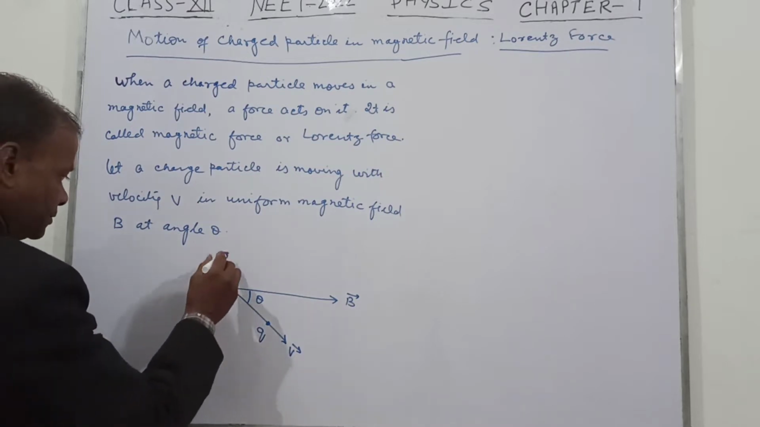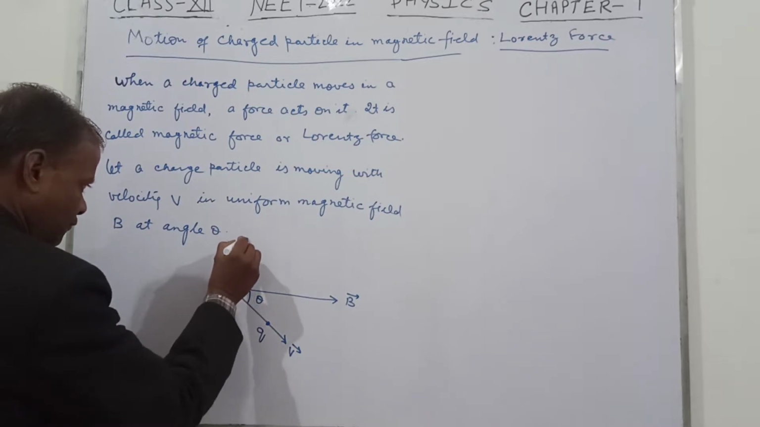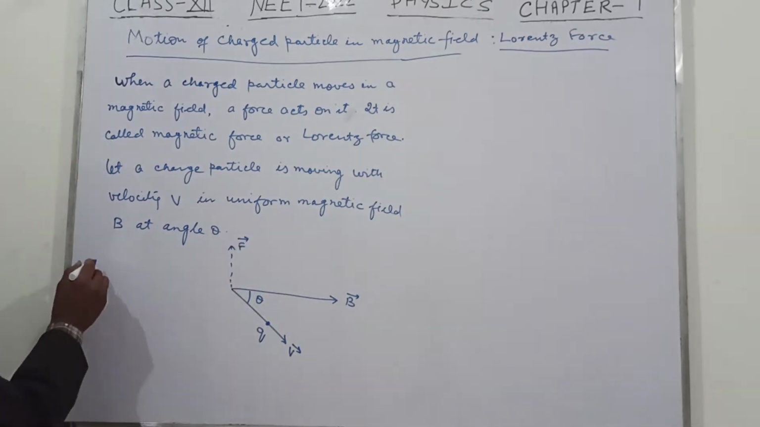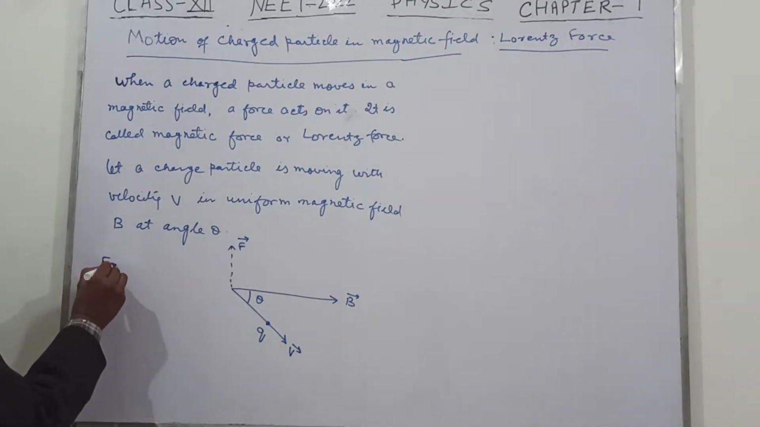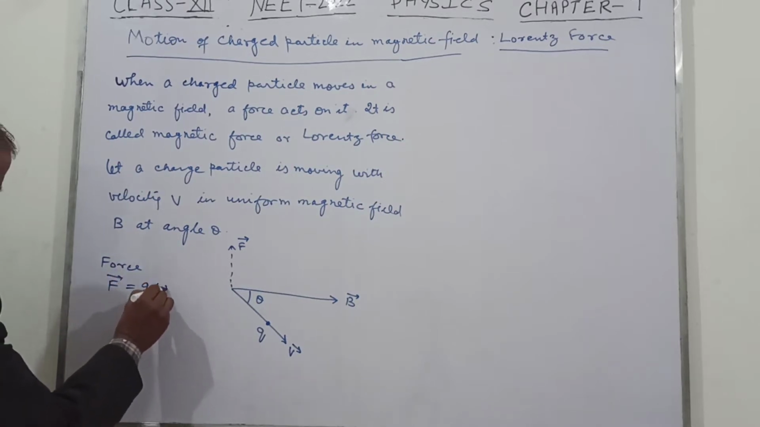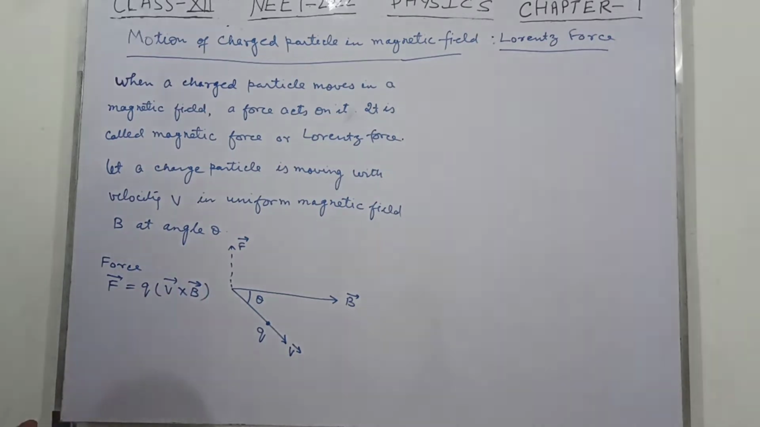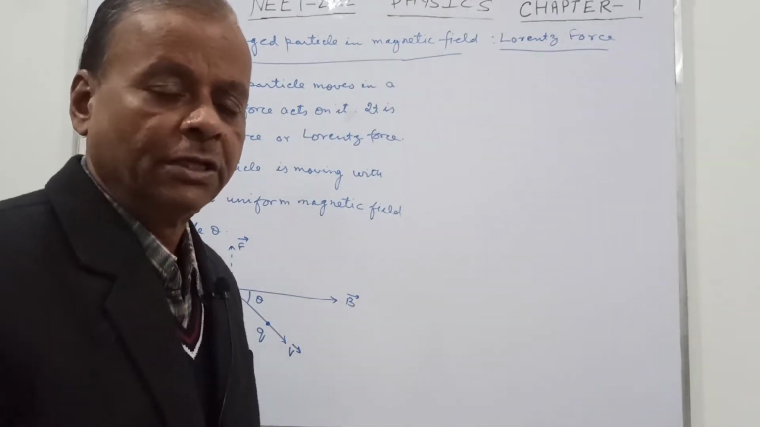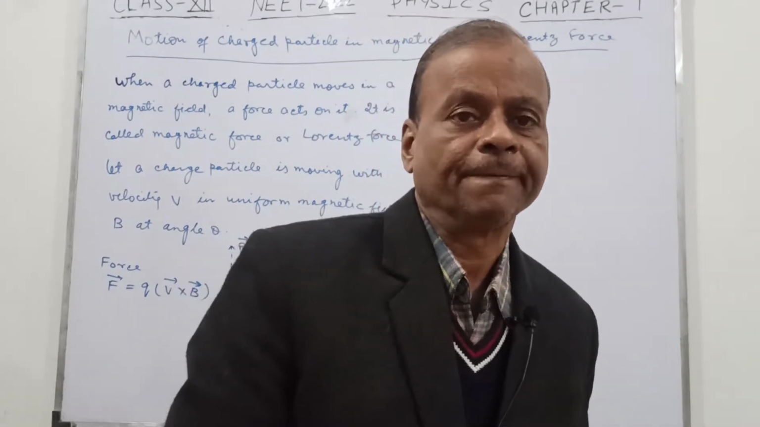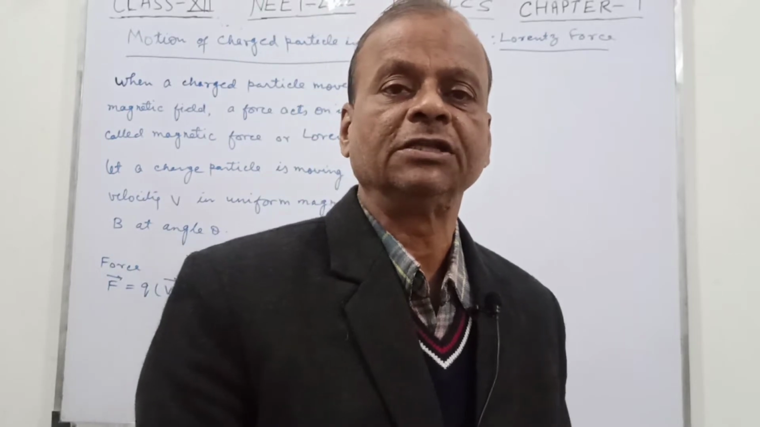Then the force on it, this is the force F. So force F equals q v cross B. This is called the Lorentz force or the magnetic force. Here we neglect the electric force, so we assume that there is only the magnetic force.